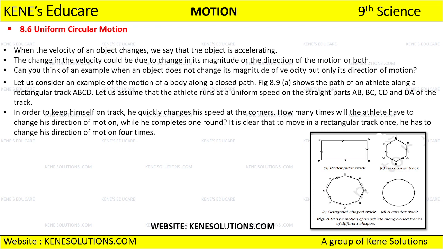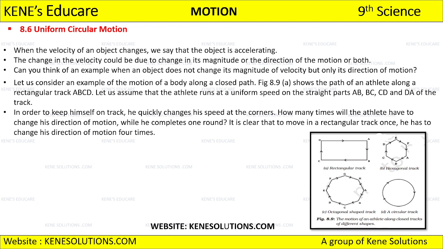Can you think of any? So let us consider an example of the motion of a body along a closed path. If you can see Figure 8.9, it shows the path of an athlete along a rectangular track ABCD. Let us assume that the athlete runs at a uniform speed on the straight paths AB, BC, CD and DA of the track. So you have to assume that the athlete is running on that path.